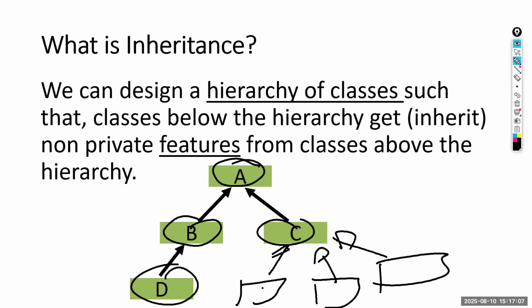So the similarity is that subclasses inherit attributes and behaviors from the superclass, but there's also a difference from biological inheritance. For example, a child is made by the parent. The child is a product of the parent. But in object orientation, D is not produced by B. D is just a special case of B. That is a big difference between biological inheritance and object-oriented inheritance.